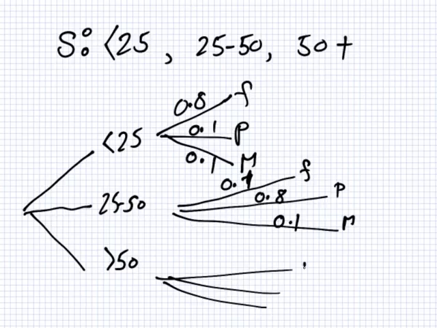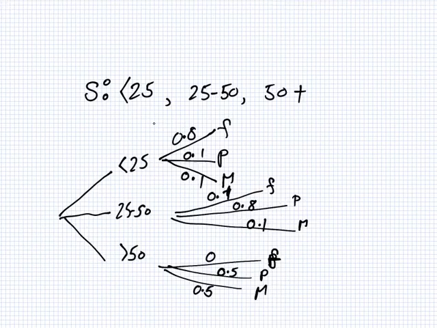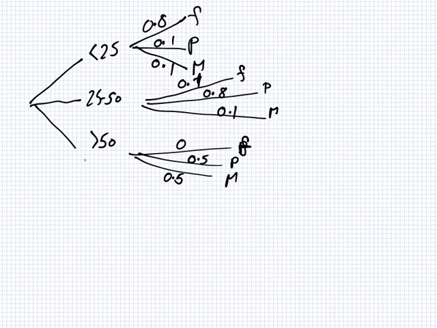And then for the last one, if they fail, pass, merit. If the student studies for more than 50 hours, then the probability they will fail is 0. The probability they will pass is 0.5, and then 0.5. Alright. So what's the question? Now that we have the tree, we can answer whatever question. The first one is how many will get a merit?